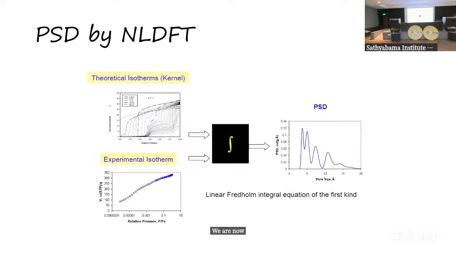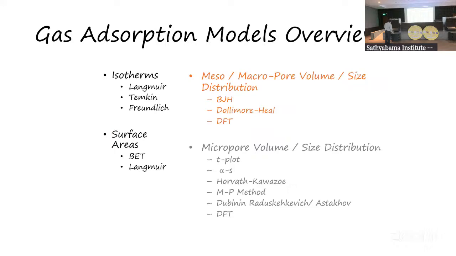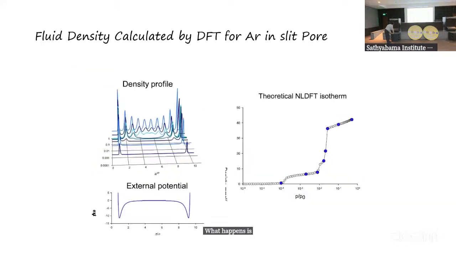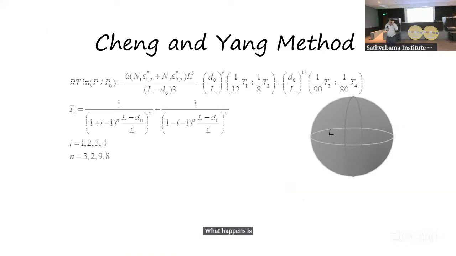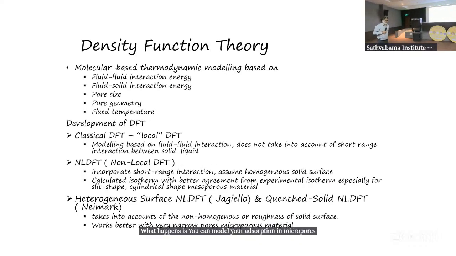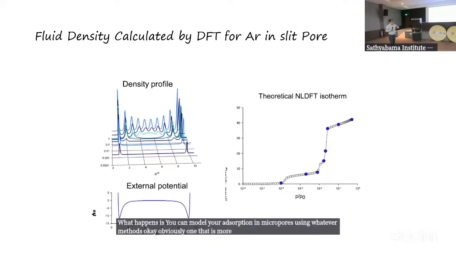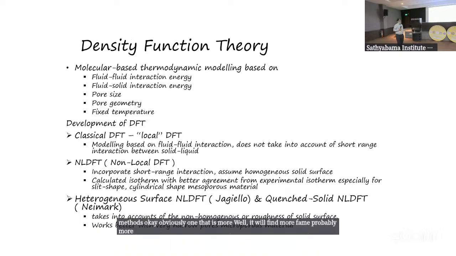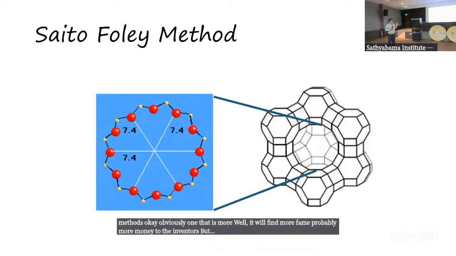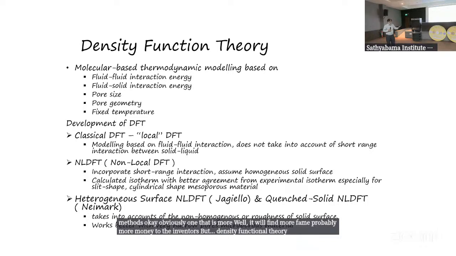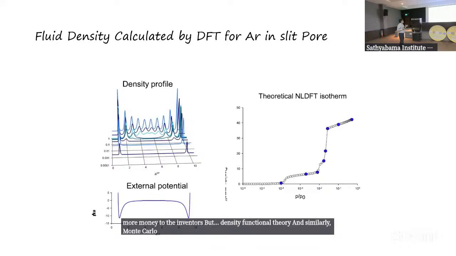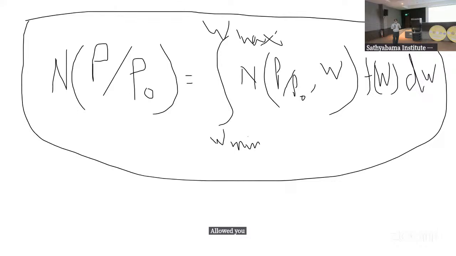We are now talking about density functional theories. What happens is you can model your adsorption in micropores using whatever methods. Now, obviously, one that is more valid will find more fame and probably more money for the inventors. But density functional theory and similarly Monte Carlo statistical calculations allow you to model your adsorption keeping in mind the nature of the solid, the gas, the shape of the pore, and the temperature of adsorption.